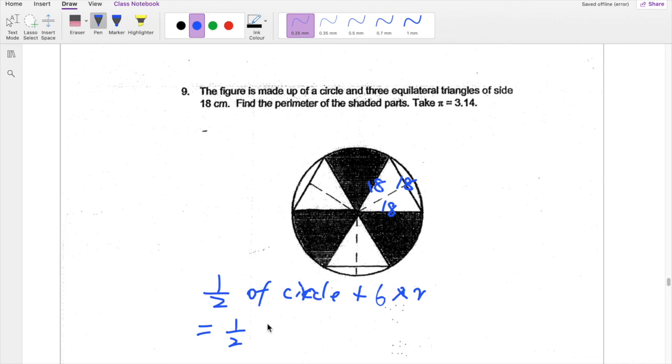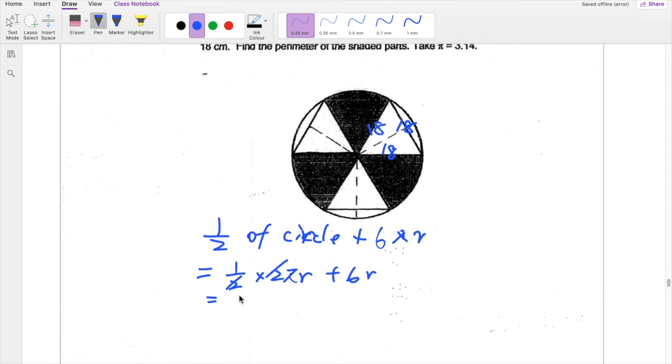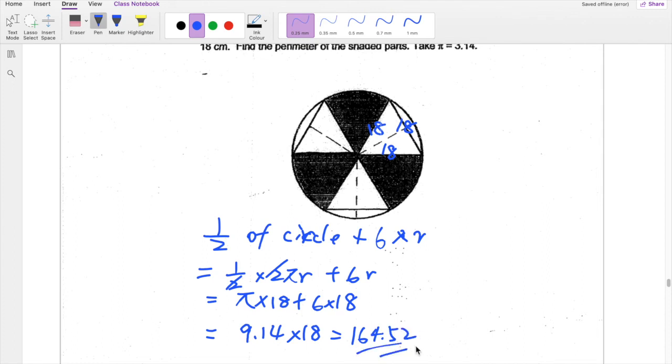So this perimeter, the perimeter of the circle, is equal to 2 pi r, plus 6r. So it means pi times r, where r is 18, right? Plus 6 times 18. So this one gives 3.14 times 18, which gives the answer. So this is the answer, right?